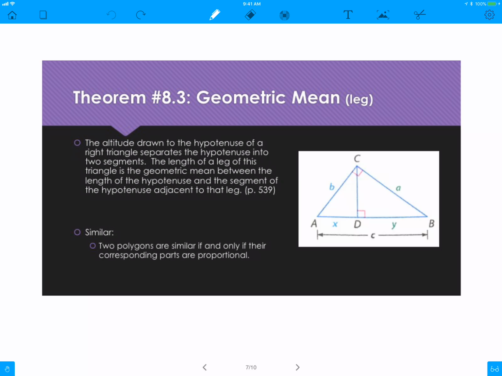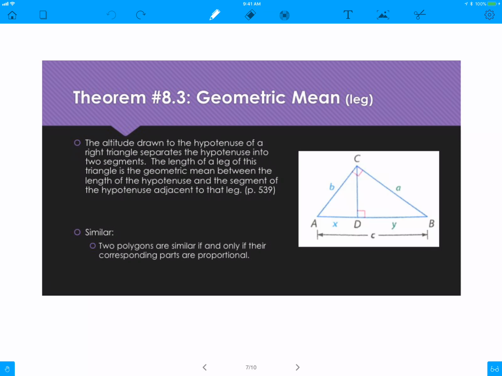So you drew the altitude straight down towards the hypotenuse. It separated the hypotenuse into 2 parts. And it's talking about the length of the leg. Now there's 2 legs there, but you're going to pick one of them. The length of the leg is the geometric mean between the length of the hypotenuse and the part of the hypotenuse that is next to the leg.